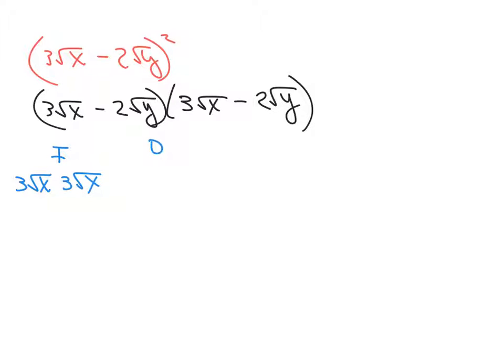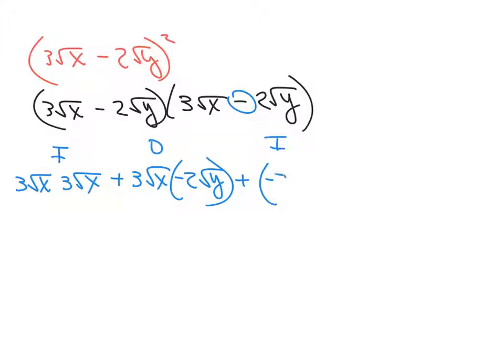Okay, so outside would be, so you have to take that negative with it. Okay, inside, negative 2. And last.